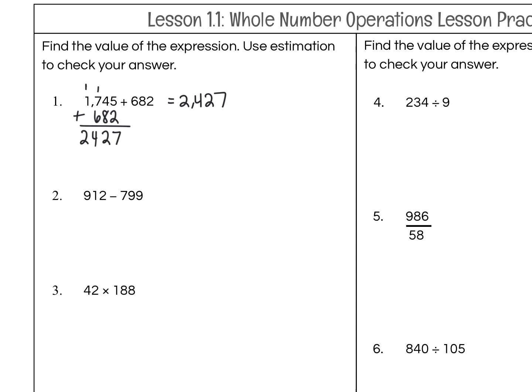2,430. You, I think, multiplied right here. You did 2 times 5 instead of adding. Okay, number 2. 912 minus 799. So I'm going to subtract 799. This is going to require some borrowing and regrouping.